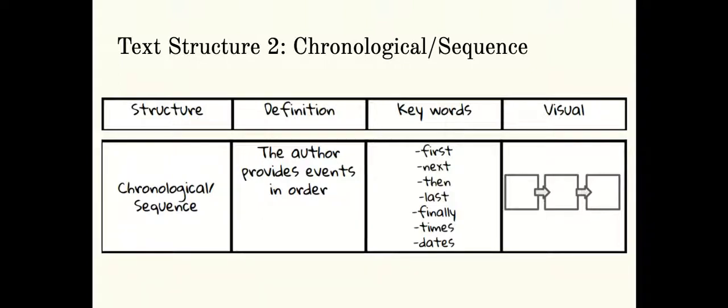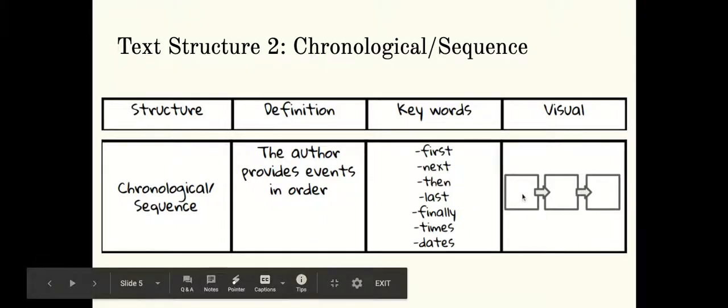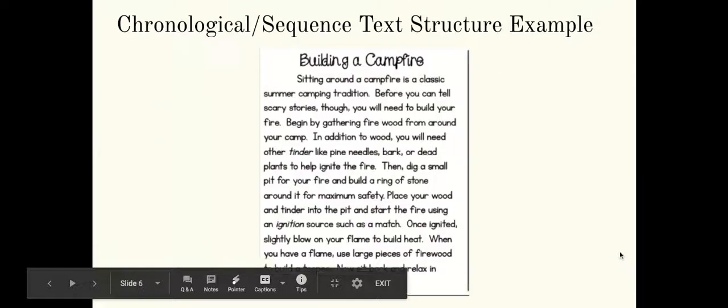The author is giving events, or just one event, in order. So you'll see keywords like first, next, then, last, finally, times, and dates also. That visual is kind of like a timeline. Let's go back to the topic of frogs. If they were to give the life cycle of a frog, they could include those in here. And the arrows show the ways that the frog's life progresses.